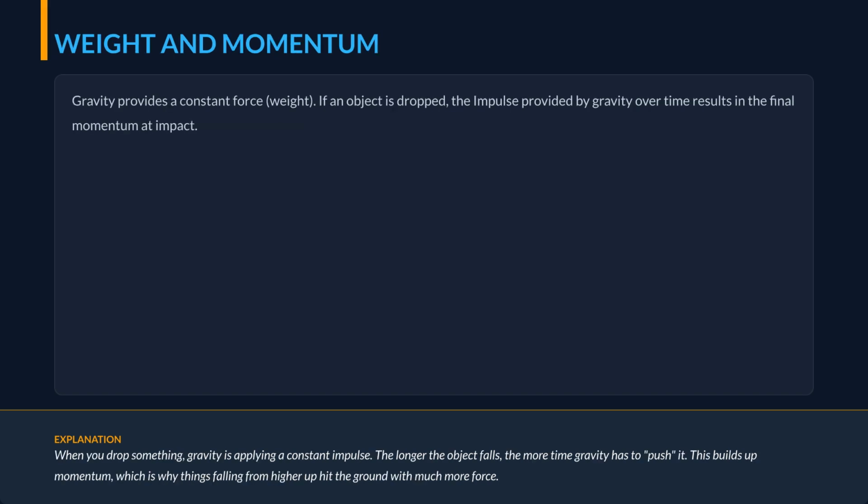Gravity provides a constant force, or weight. The longer an object falls, the more time gravity has to apply impulse, resulting in higher final momentum at impact.